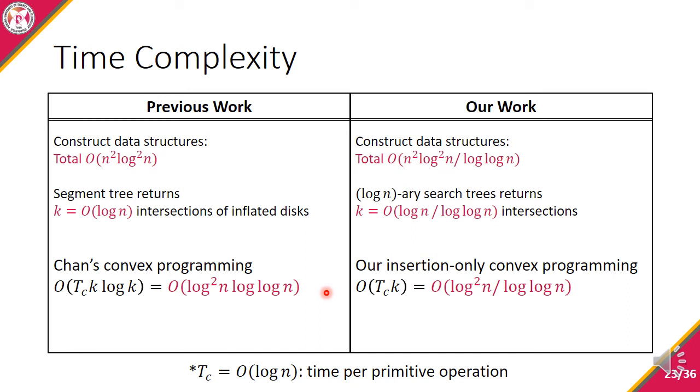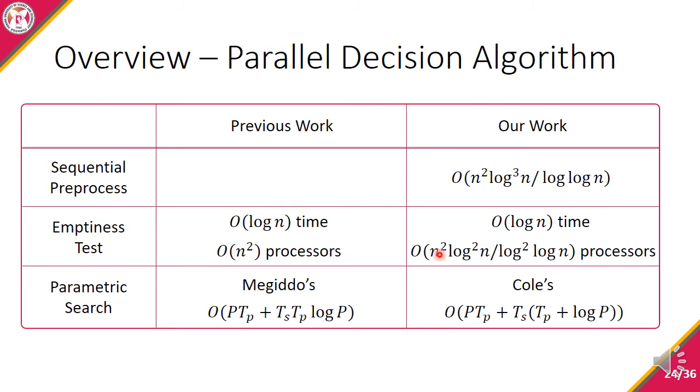Now, I'm going to present our parallel decision algorithm. This is an overview of the parallel decision algorithm. As I said, we design a parallel decision algorithm that satisfies the requirements of the parametric search. It needs more processors and additional preprocessing, but improves total time complexity. In this presentation, I focus on the necessity of the sequential preprocessing.